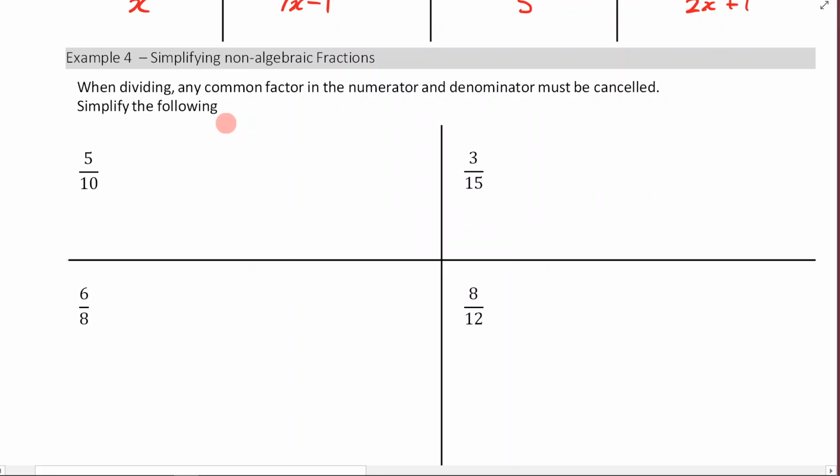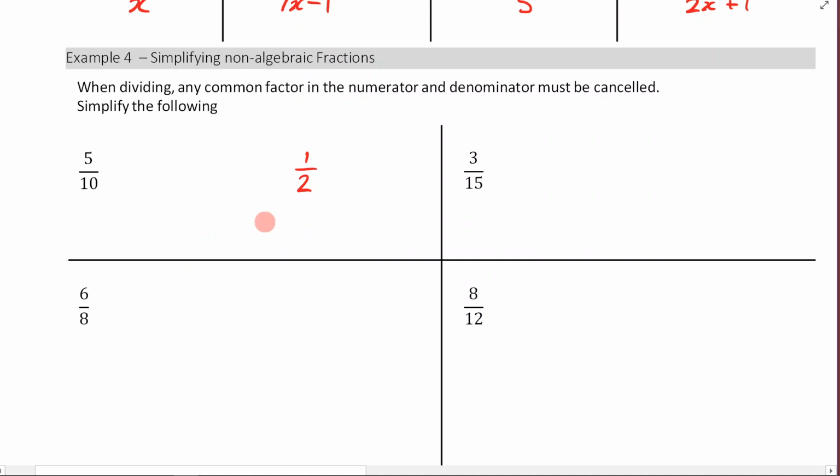Simplify the following. Okay, so how are we going to approach this? Well, if I have 5 over 10, hopefully a lot of you know, well, that's the same thing as a half. But how exactly does that work? How did we go from this to a half? We know that 5 over 10 is a half, but how did we do that?